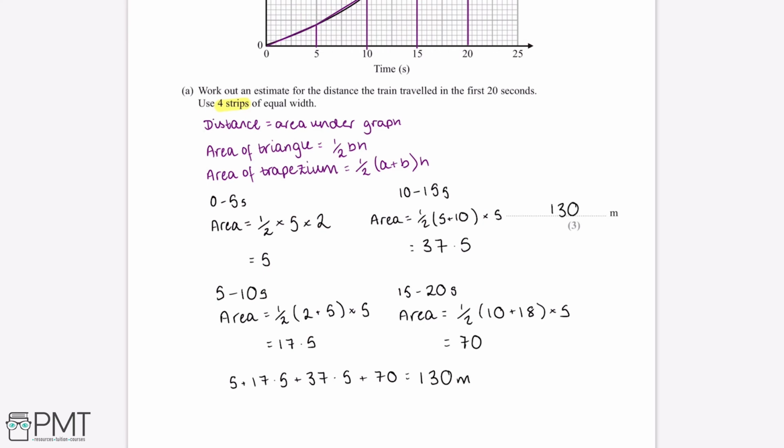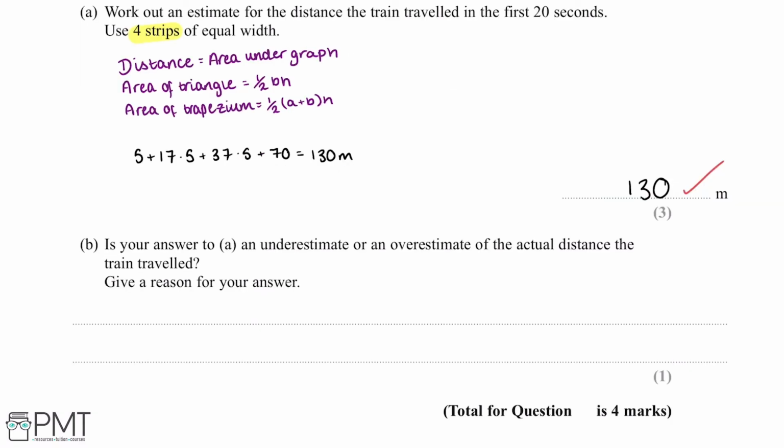Now this question's worth 3 marks. We'll get our first 2 marks for using a suitable method to work out the area of each of the 4 strips, and we'll get our 3rd mark for the correct answer. Is your answer to A an underestimate or an overestimate of the actual distance the train travelled? Give a reason for your answer.